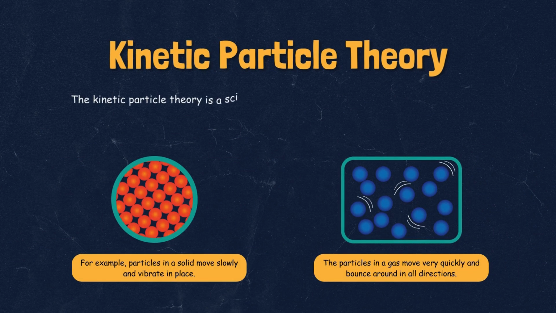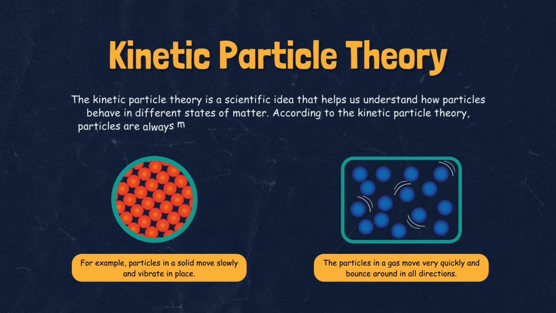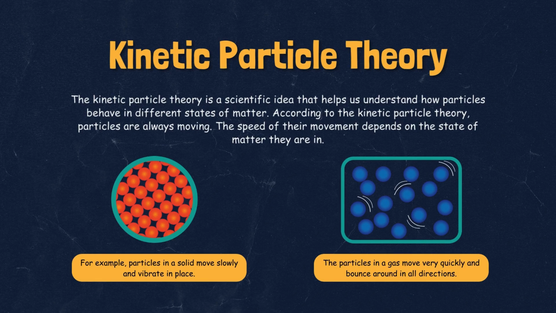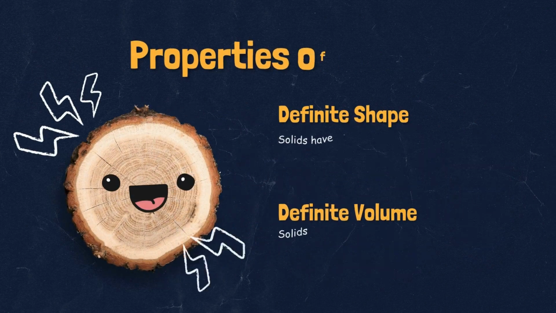The kinetic particle theory is a scientific idea that helps us understand how particles behave in different states of matter. According to the kinetic particle theory, particles are always moving. The speed of their movement depends on the state of matter they are in. For example, particles in a solid move slowly and vibrate in place. The particles in a gas move very quickly and bounce around in all directions.